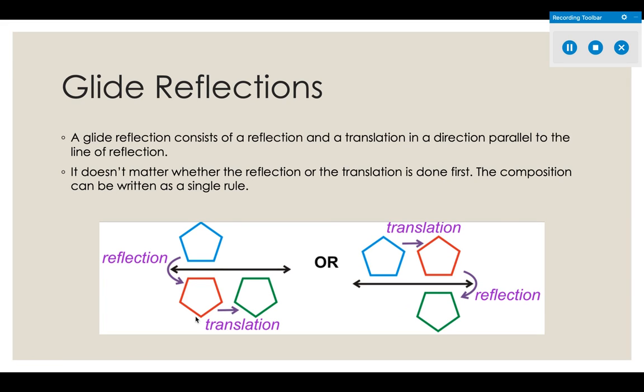Let's talk about glide reflections now. A glide reflection consists of a reflection and a translation in a direction parallel to the line of reflection. It doesn't matter whether the reflection or the translation is done first. The composition can be written as a single rule.